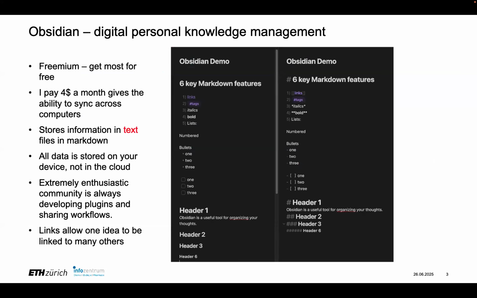Okay, so we'll talk about Obsidian. This is the same kind of thing, but digital personal knowledge management. It's all done in text files, and it's all done with markup. So what about Obsidian? It's free. You get most of it for free. I pay $54 a month to sync across computers. So that means I can take notes on my handy, I can take notes at work, I can take notes at home, and they all go into the same place.